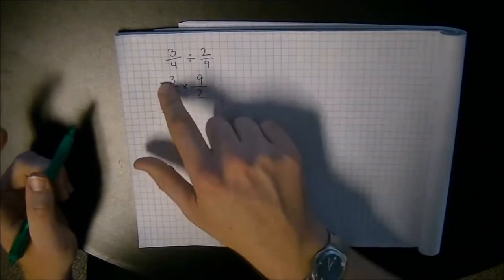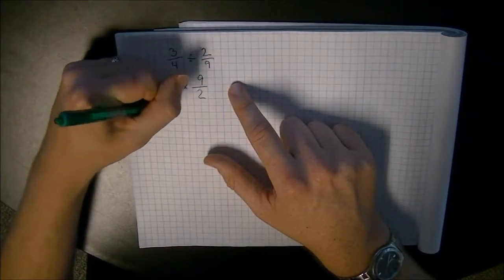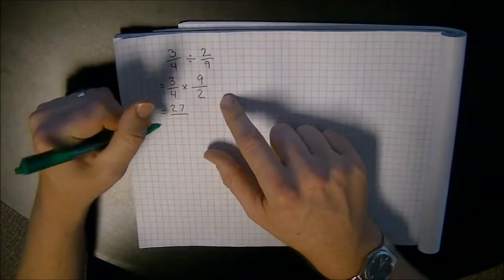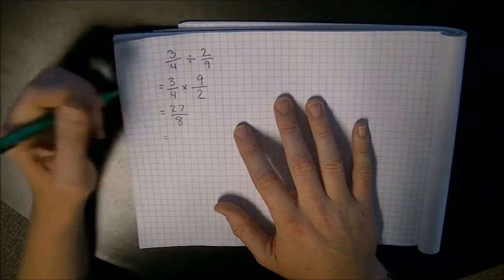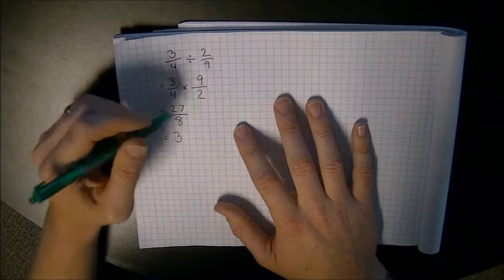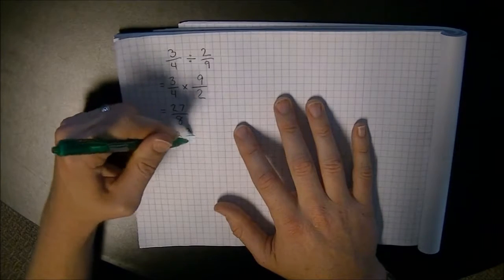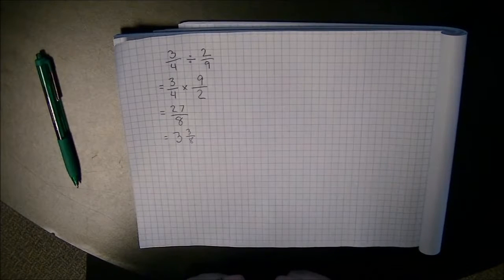So instead, we just multiply straight across. 3 times 9 is 27, and 4 times 2 is 8. And so we're left with 3 and 3/8, if I'm not mistaken with my division in my head there. All right.